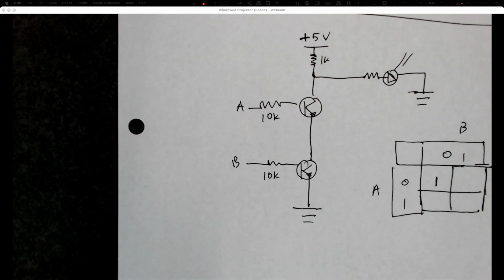Okay, but if it's off there, so what about if it's on here but off there? Can it get to ground? No, so it should be on. So under what conditions can it make it through both transistors to ground? They both have to be on. And so that's why this is the only entry that should be a 0.